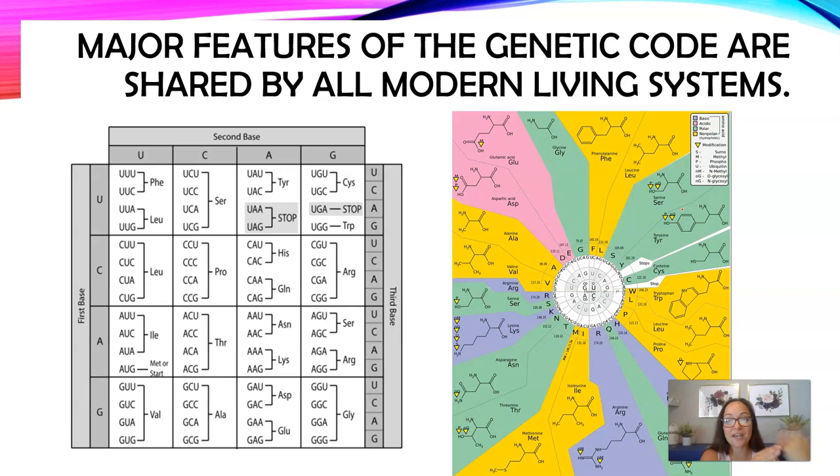And then our genetic information, our genetic code, is evidence for common ancestry. It's found in all living systems. So from the smallest prokaryote to the largest eukaryote, our genetic code is universal. So AUG will always code for methionine. UUU will always code for phenylalanine, no matter the species. And this is what makes genetic engineering possible, how we can take DNA from different sources and combine them together.